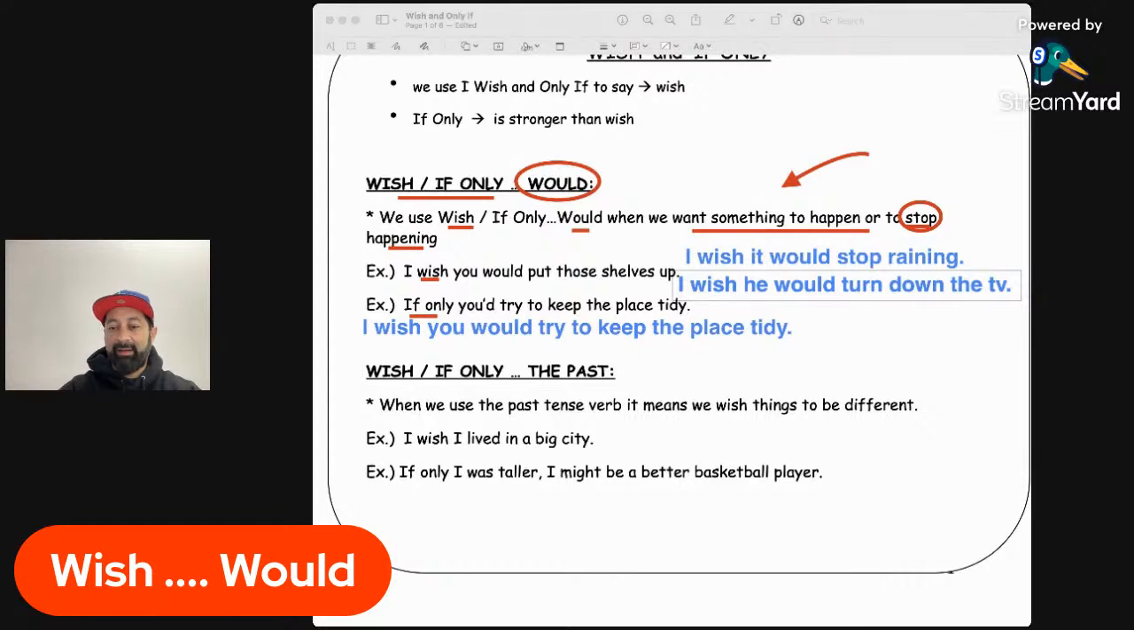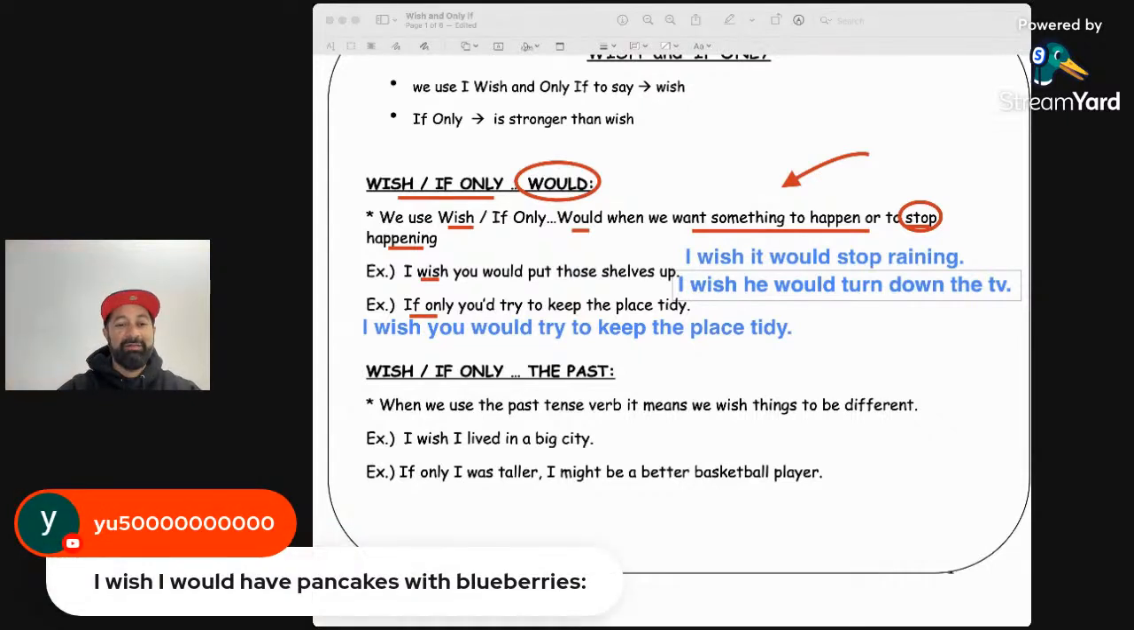Okay, we got one more answer here. I wish I would have pancakes with blueberries. Nice. Excellent. That sounds really good, actually. I could use some pancakes right now. Excellent sentence, you. Perfect. Okay, we had a couple of example sentences. If you're still thinking and you have an idea, you have a sentence, just leave it in the comment section and I'll check your sentences here. All right, let's move to the next part.